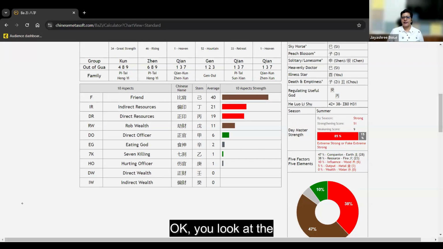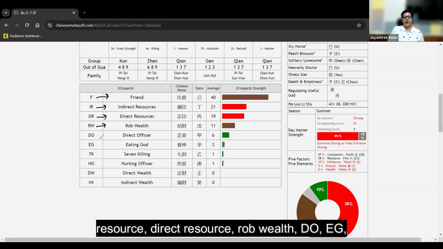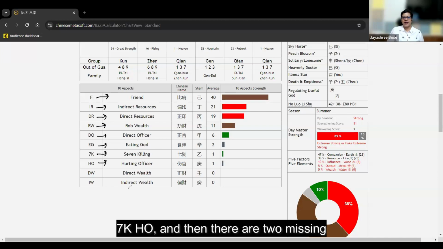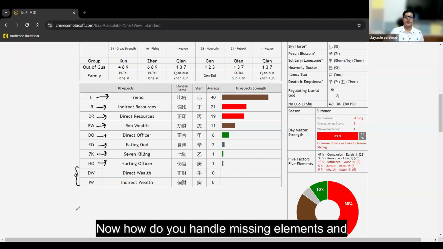All right. So then the next step would be to look at the 10 profiles, which is here. Okay, you look at the 10 profiles. What do the 10 profiles tell you? One second. What do the 10 profiles tell you? Okay, again, we have friend, indirect resource, direct resource, raw wealth, DO, EG, 7K, HO, and then there are 2 missing elements.